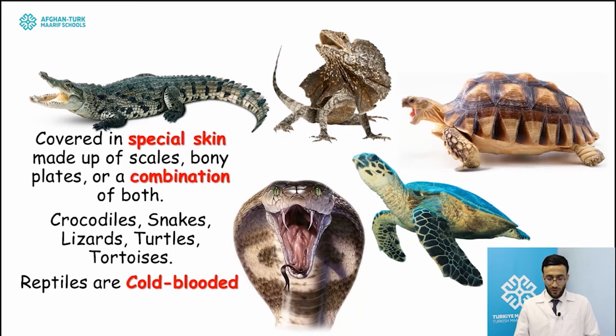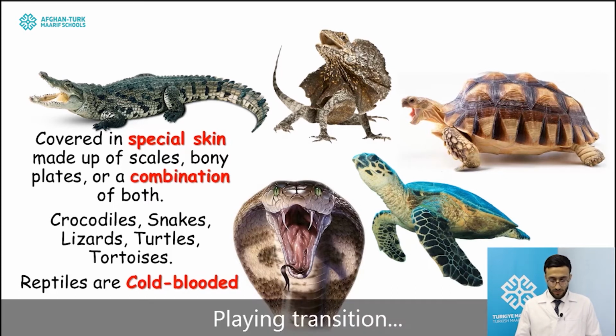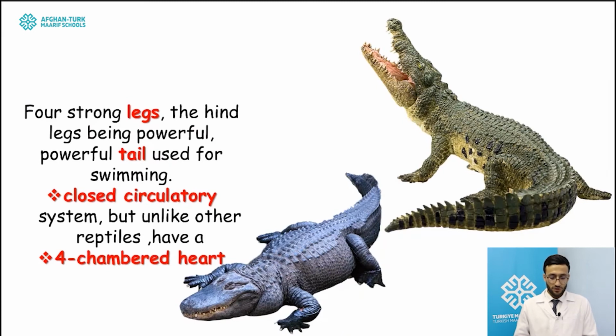About the crocodiles, we can say that their body is structured in a manner that we can see four strong legs and one strong tail at the back, which are used in order to swim. Inside the water, they are quite dangerous animals. But the most distinguishing part that we should know is that they possess a closed circulatory system, and unlike other reptiles, they have a four-chambered heart.